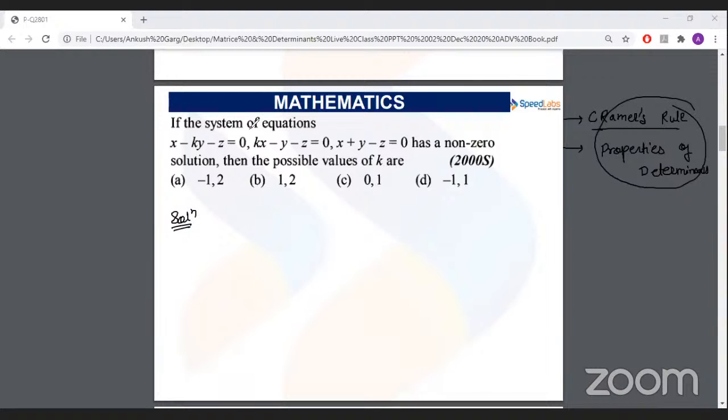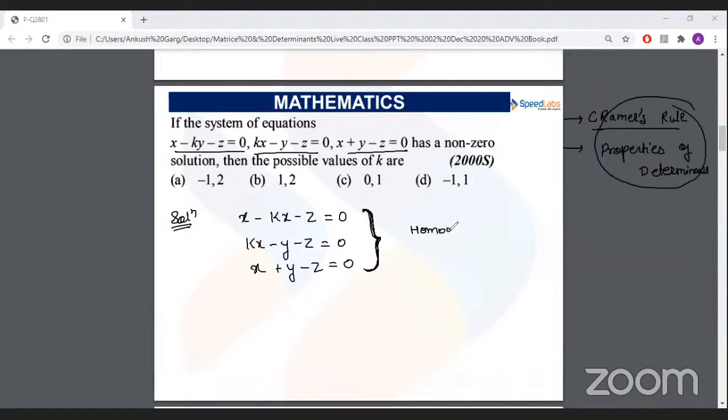Here what is given: the system of three linear equations has a non-zero solution, that is x minus kx minus z equals 0, kx minus y minus z equals 0, and x plus y minus z equals 0. Can you tell me which kind of equations these three are? They are linear, but can you say something further? Yes, correct, homogeneous linear equations.